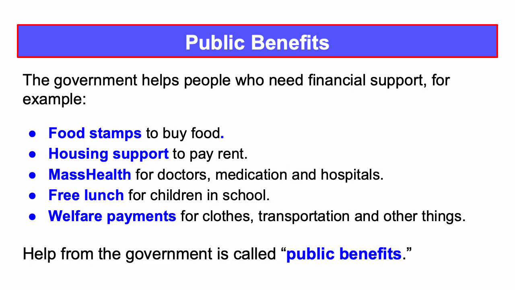Public benefits. The government helps people who need financial support. For example, food stamps to buy food, housing support to pay rent, MassHealth for doctors, medication, and hospitals, free lunch for children in school, welfare payments for clothes, transportation, and other things. Help from the government is called public benefits.